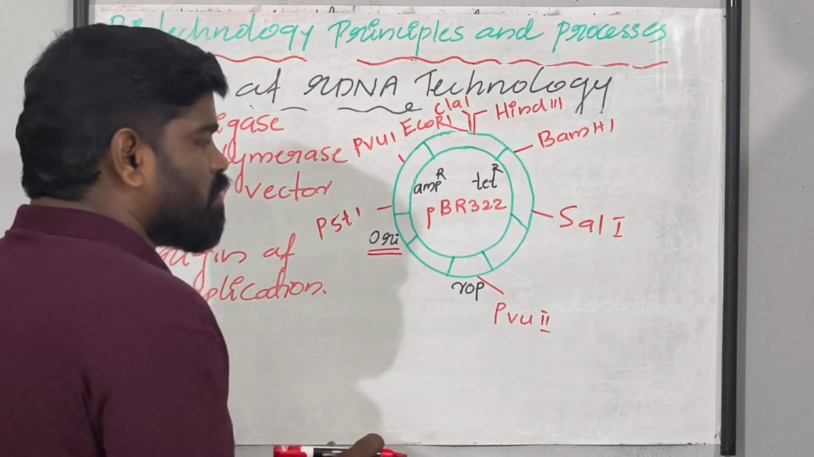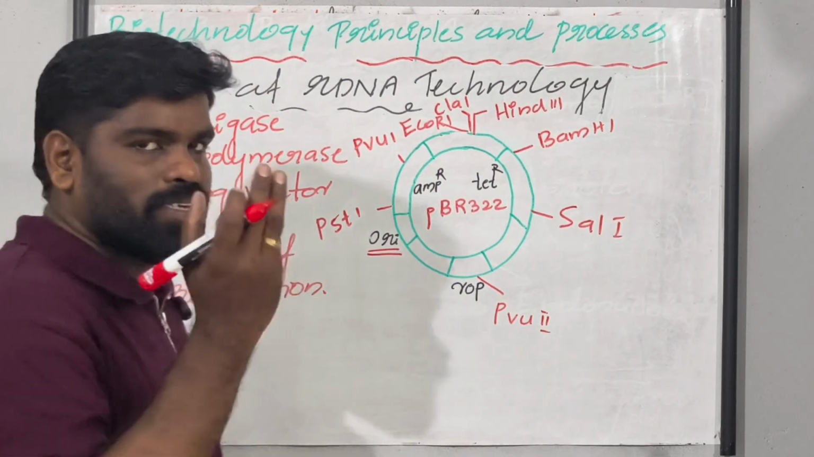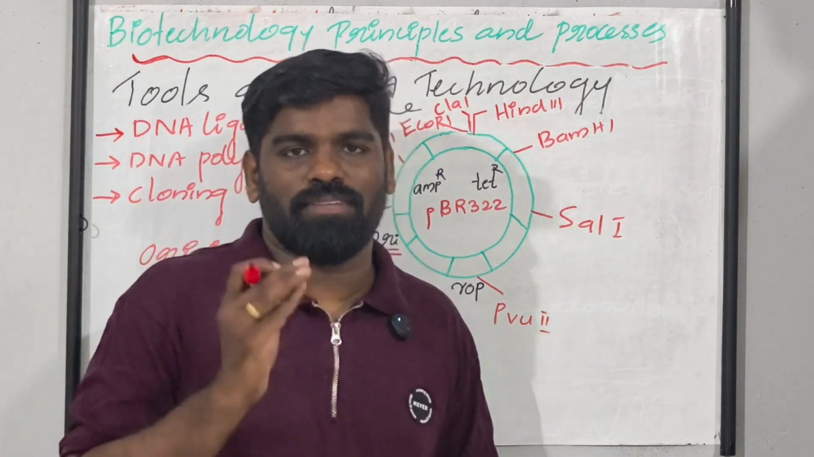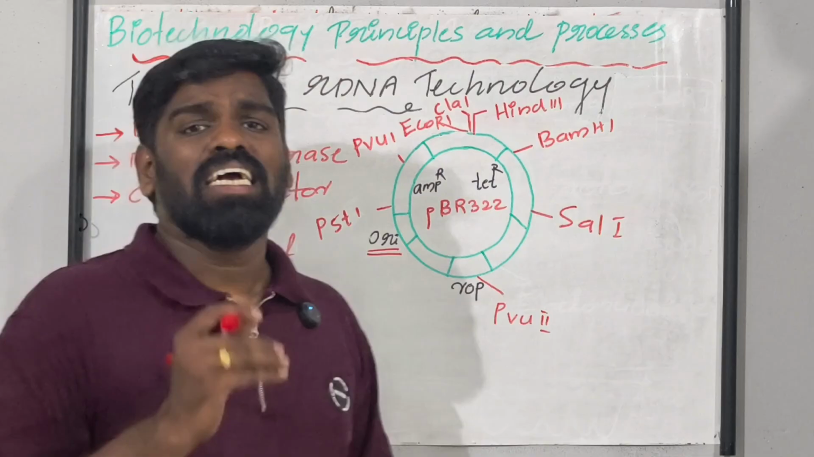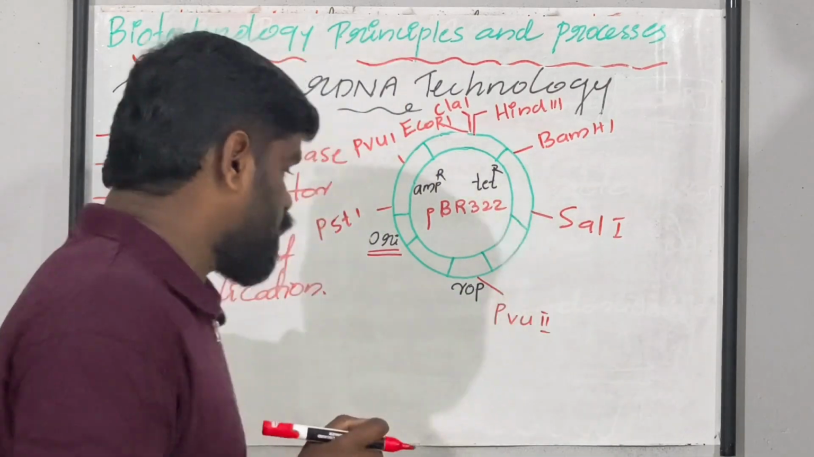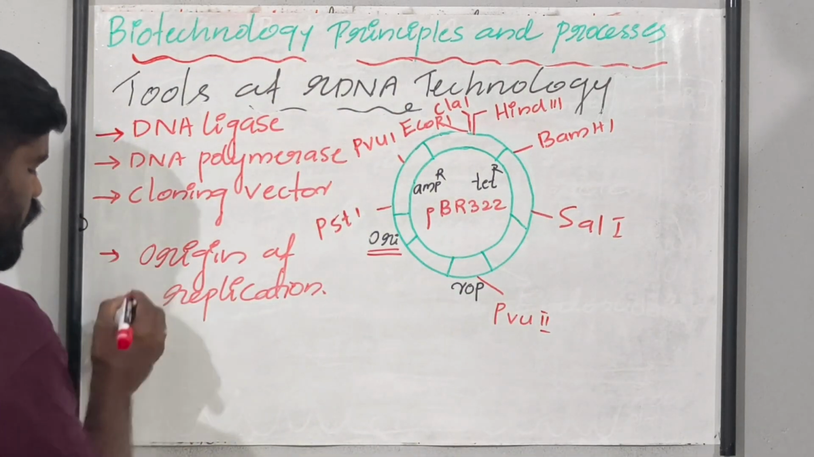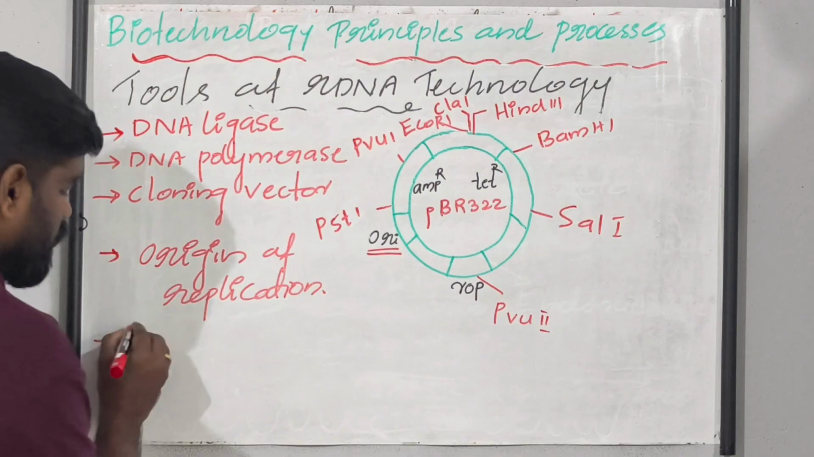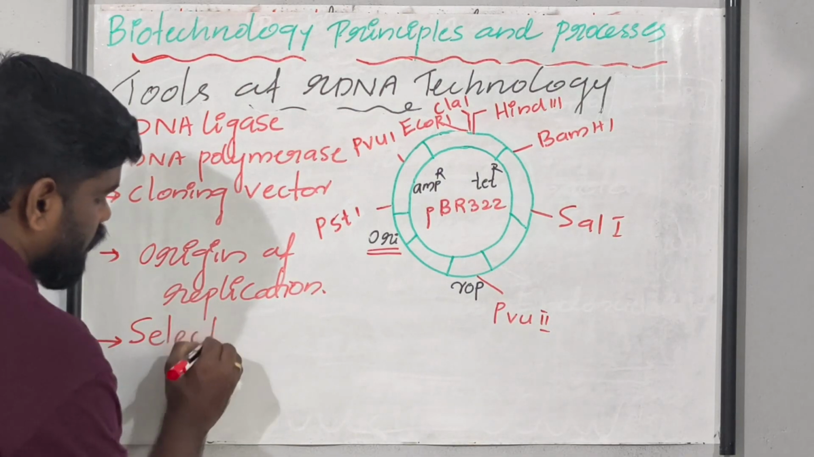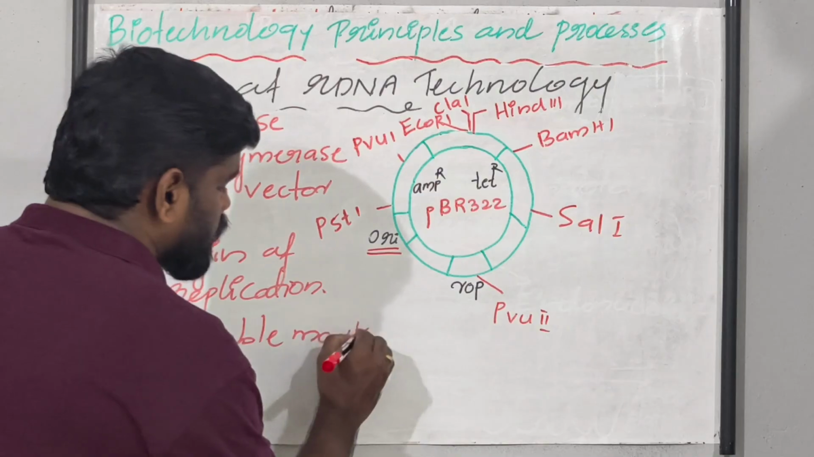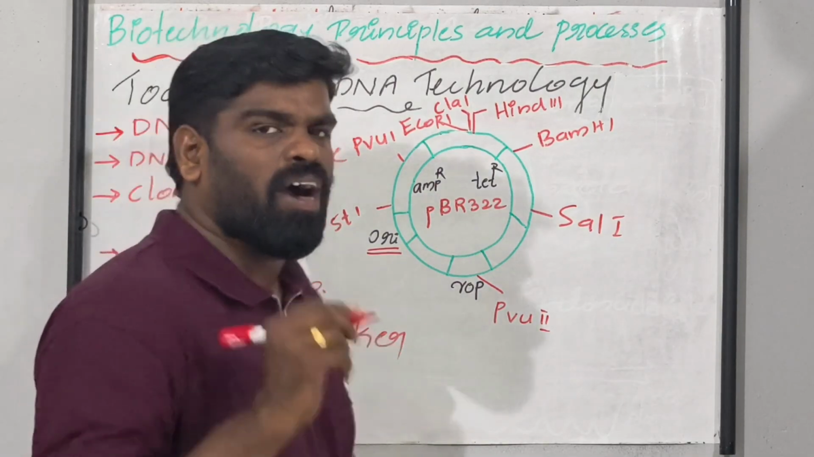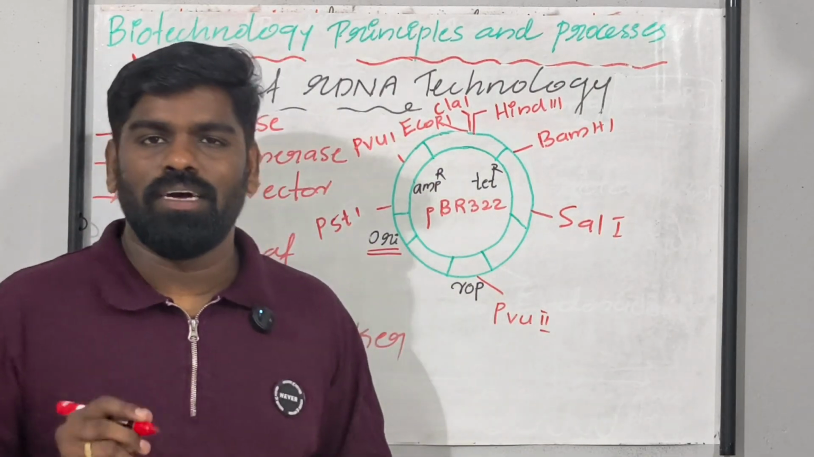Now you can look at the next character of this pBR322, that is the selectable marker. So the first character is ORI, and the second one is the selectable marker. What is the use of this marker?